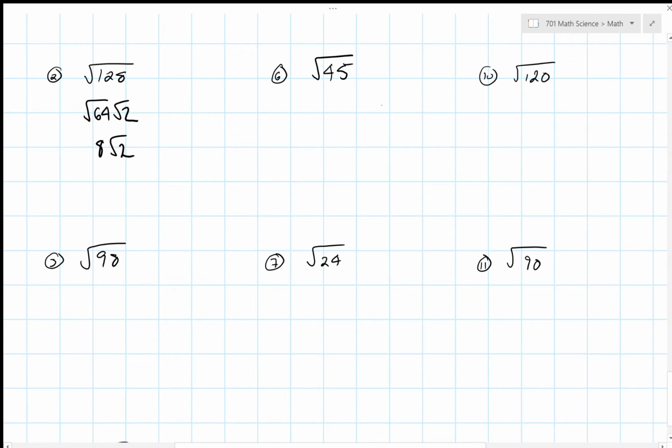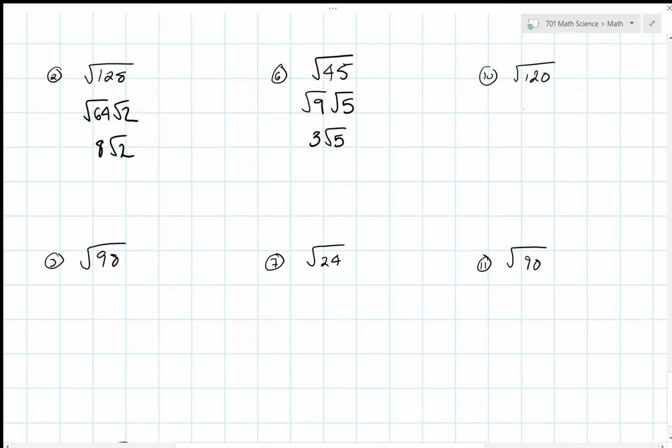Moving on. Root 45. Looking at my root 45, I'm thinking to myself, what's the largest perfect square factor of 45? The answer is 9. So I can write root 9, root 5. And then I say, oh, that's so convenient. The square root of 9 is 3. 3 root 5. Moving on to 10.